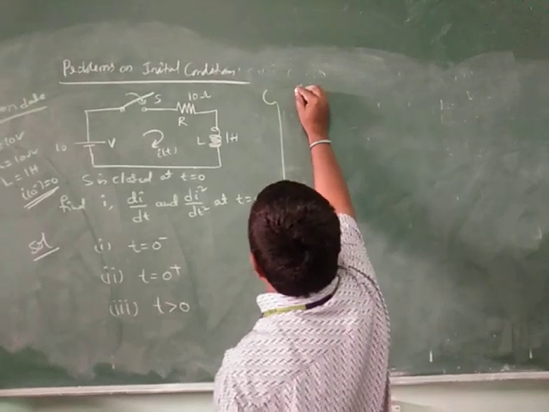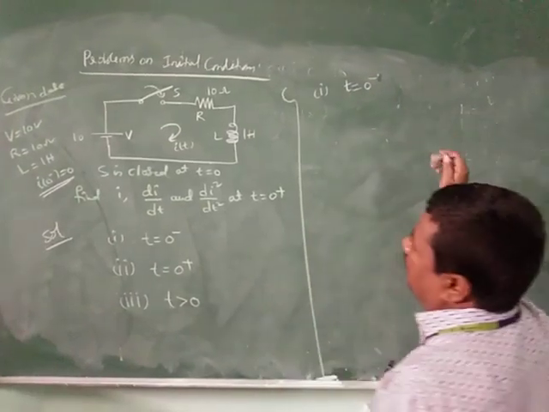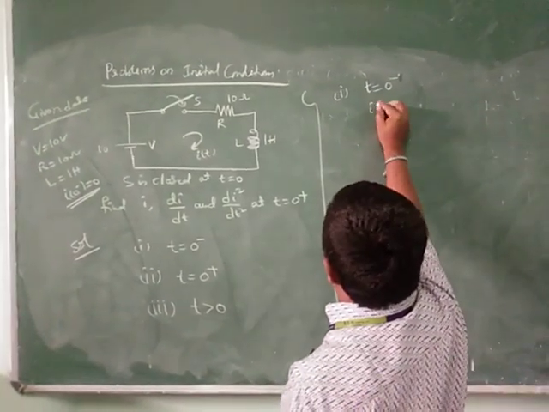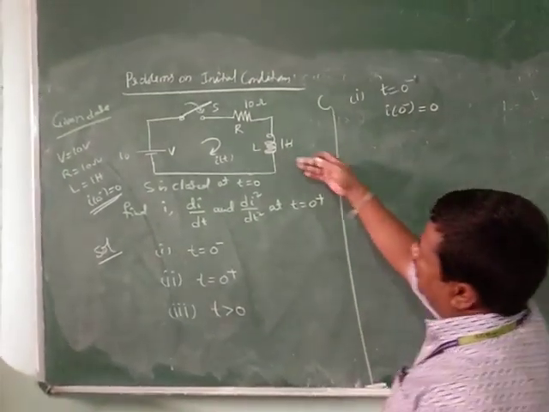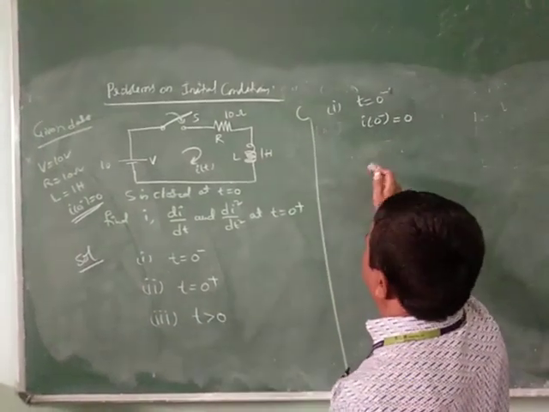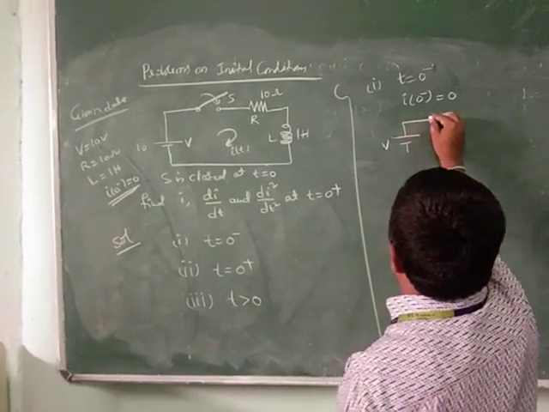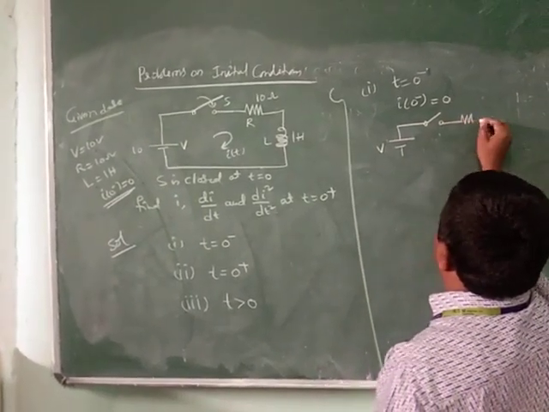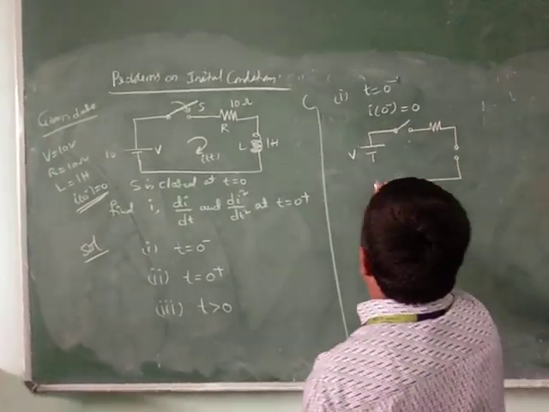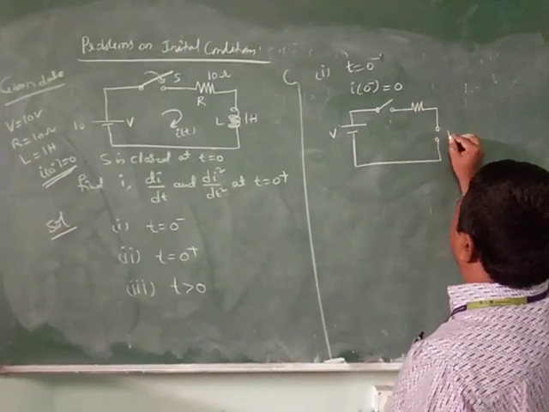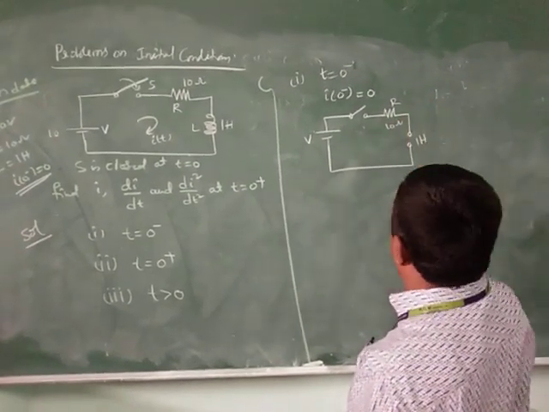Here the first one is t is equal to 0 minus. In the given problem, what is the initial condition? I of 0 minus is equal to 0. That means the initial current through the inductor is equal to 0. Now the equivalent circuit is: switch is open, t is equal to 0 minus. Now the inductor becomes like an open circuit. Here L is 1 Henry and this is R, 10 ohms.